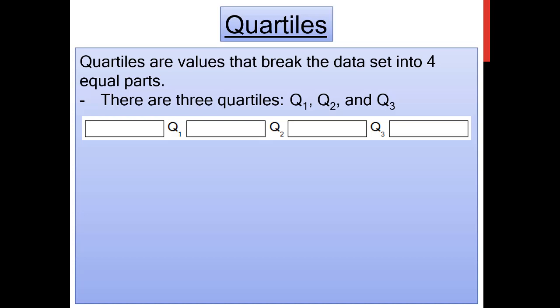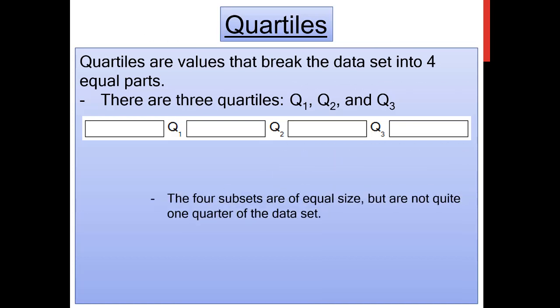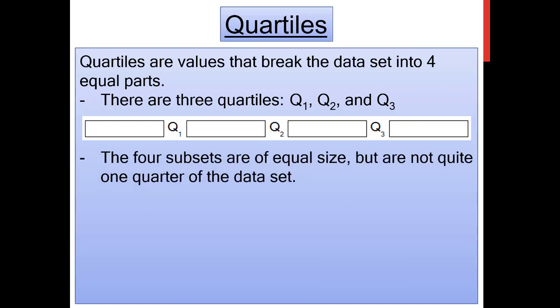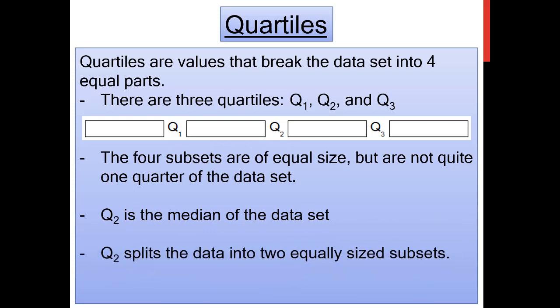And then you would take your 2 halves of bread and you would cut those in half. So that's what Q1 and Q3 do. They cut the halves in half. You could actually think of them as medians of the subsets created by the original median. So the 4 subsets are of equal size, but they're not quite 1/4 of the data set. Q2, of course, is the median, and Q2 splits the data into equally sized subsets. Q1 and Q3 are the medians of those subsets, so you can think of them as sub-medians.